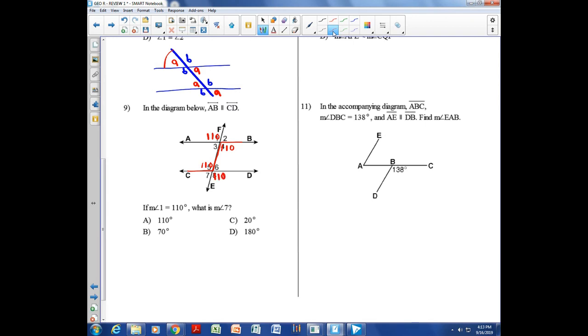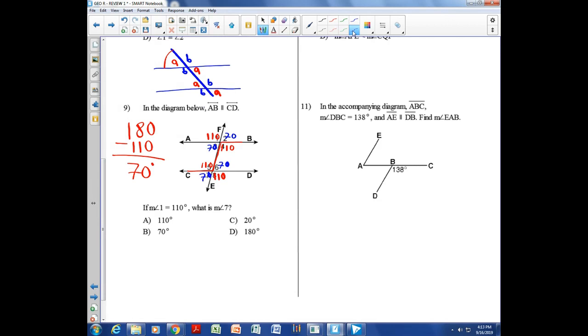Now, I could do this in my head, and I'm sure you can too, but if you take 180 and you subtract 110, you get 70 degrees. So all of those angles in the B position are going to be 70 degrees. 70, 70, 70, and 70. So you can see once you know one angle, you know them all when you're dealing quite simply with two parallel lines and a transversal.